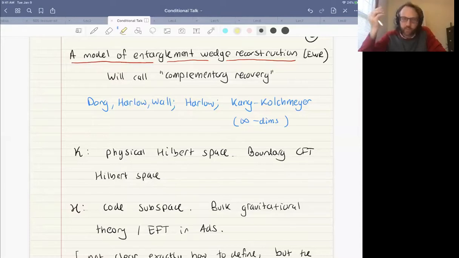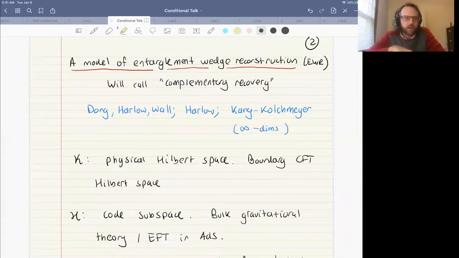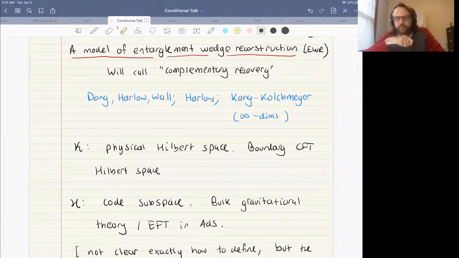So this is a model of entanglement wedge reconstruction. I will call this model complementary recovery. And it really, I guess, started with this ADH paper, but then was formalized by Dong, Harlow, Wall, and then Harlow in particular, and then more recently it was studied in an infinite dimensional setting, in particular using general von Neumann algebras, by Kang and Kolchmeyer. So this paper here. And so really, I'm just going to summarize their results and put them in a slightly different language, which will make it a little bit easier to see how the conditional expectation arises.